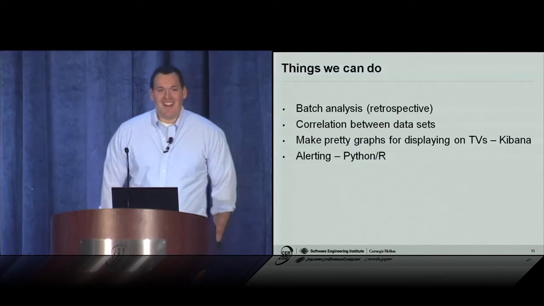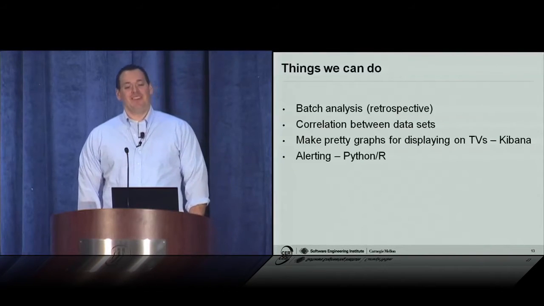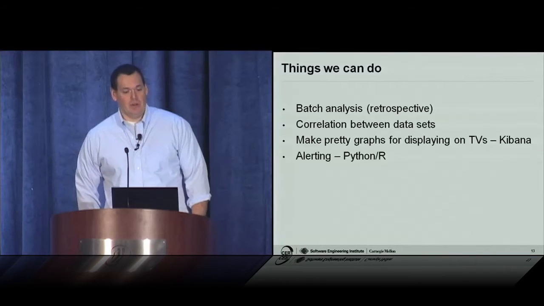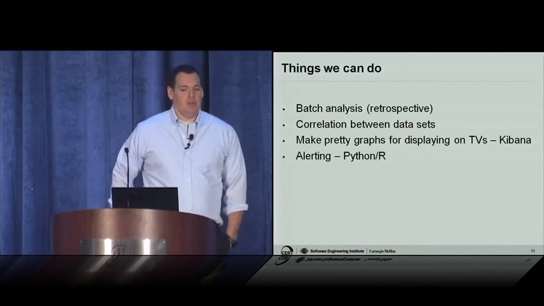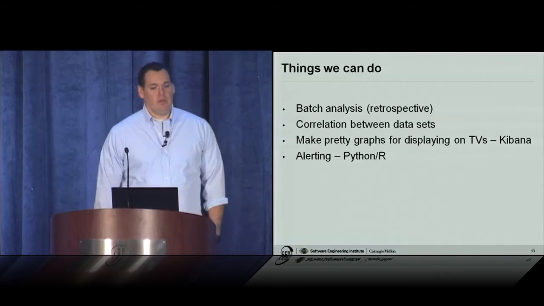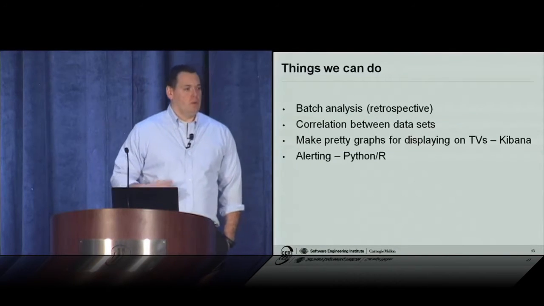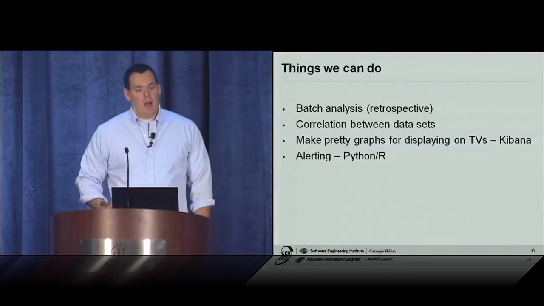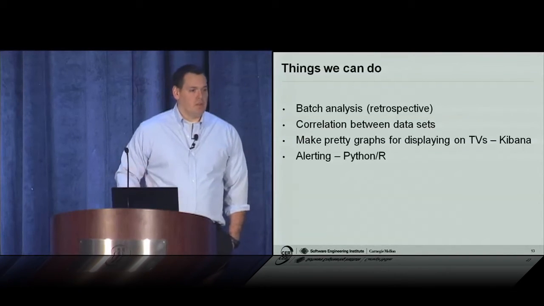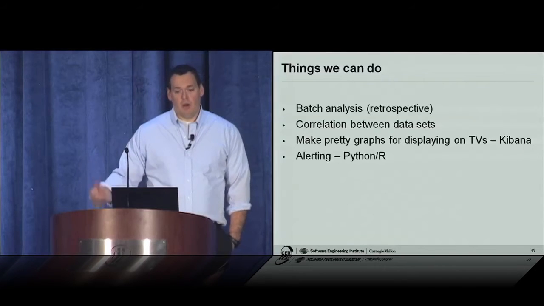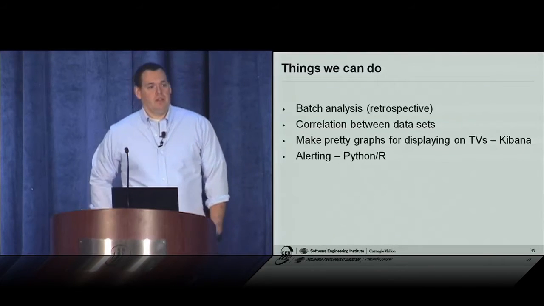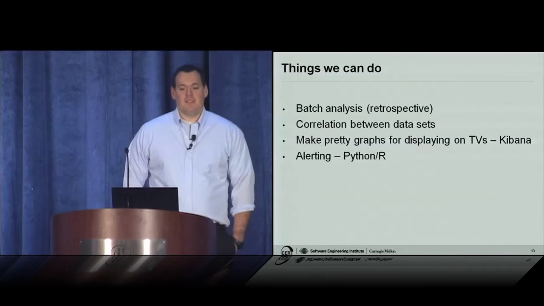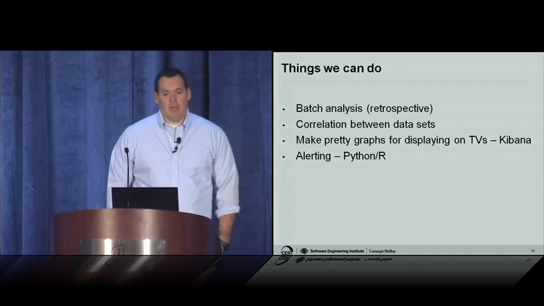So, all right. So basically, these are the things that we're going to do, and Sean is going to get up here and he's going to talk about some of these things, how we're doing them. But we can do batch analysis, retrospective, kind of like what you do with Silk. We can also do correlation, either using the Kibana web interface or mostly using Python scripts or whatever we have available, R. We can make pretty graphs for displaying on TVs, which are very, very popular with Donovan. And we can do alerting with things like Python and R.